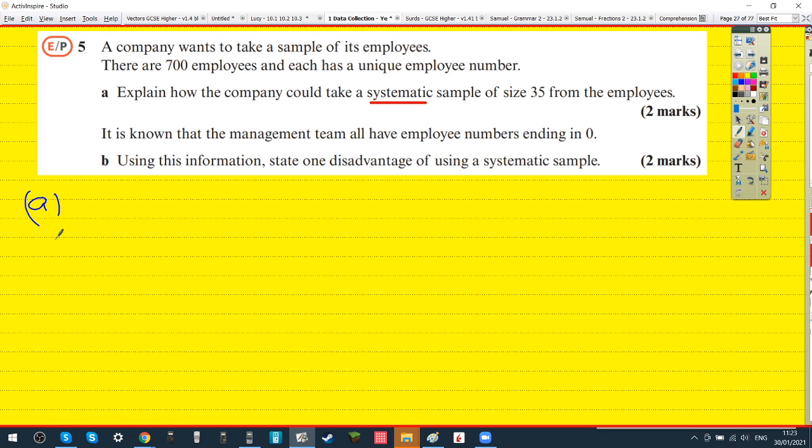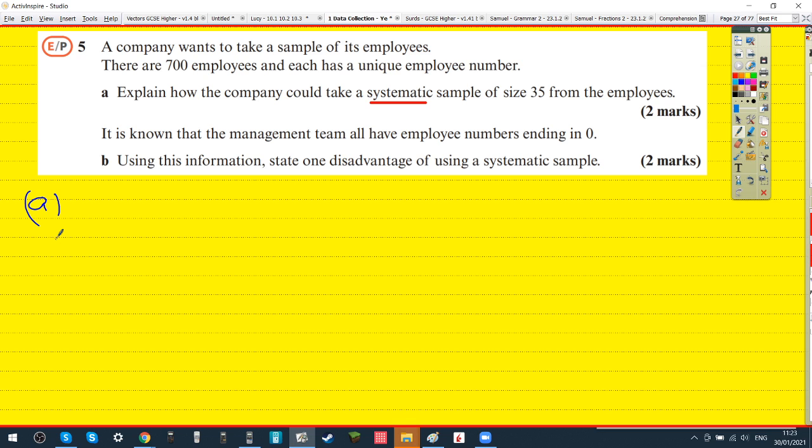How do you do systematic again? So you're just asking me to tell you the answer. It's basically you have to follow some system, but you start from somewhere randomly. You number everyone, pick a random number, start from that employee, and then you count, let's say, 10 forward each time.